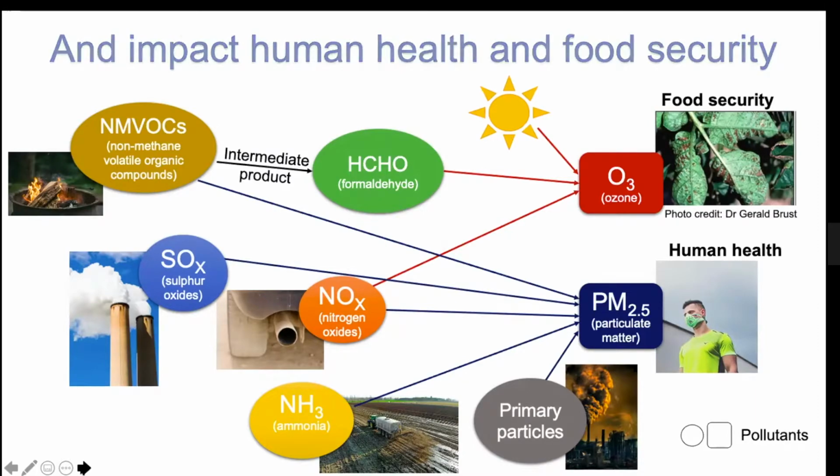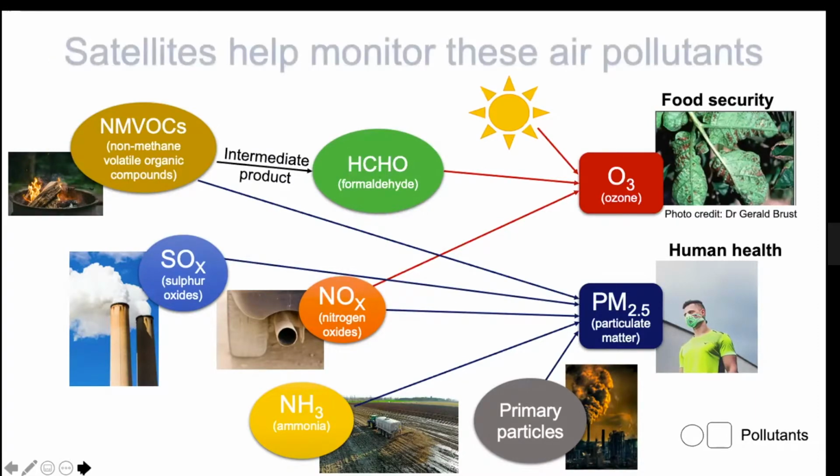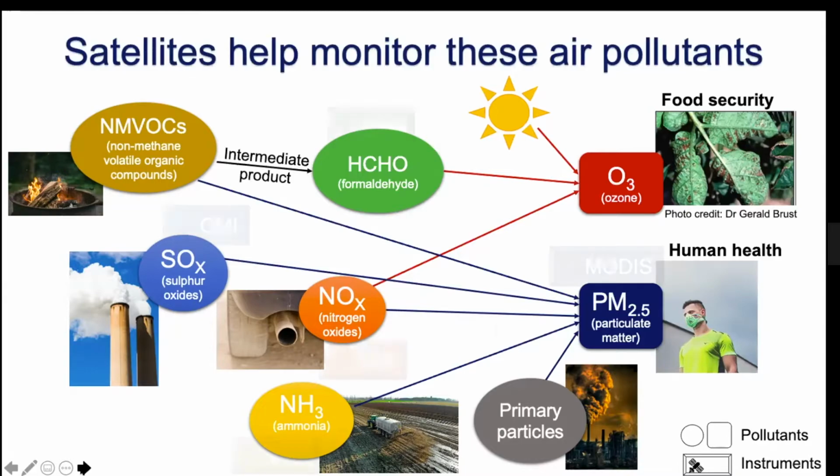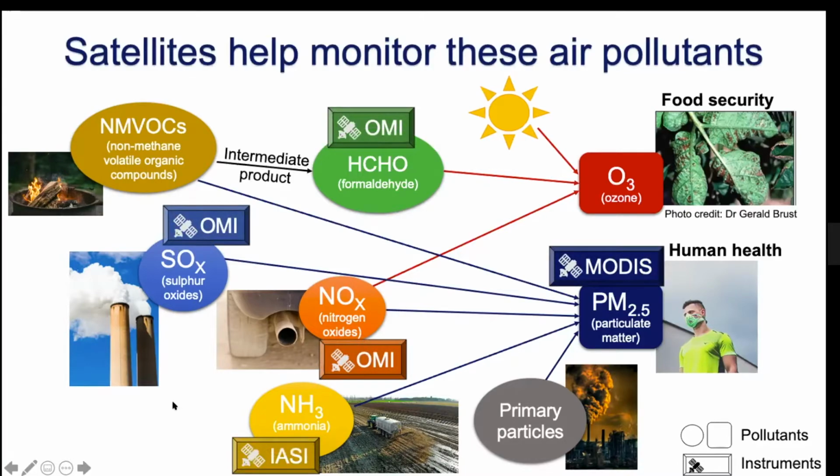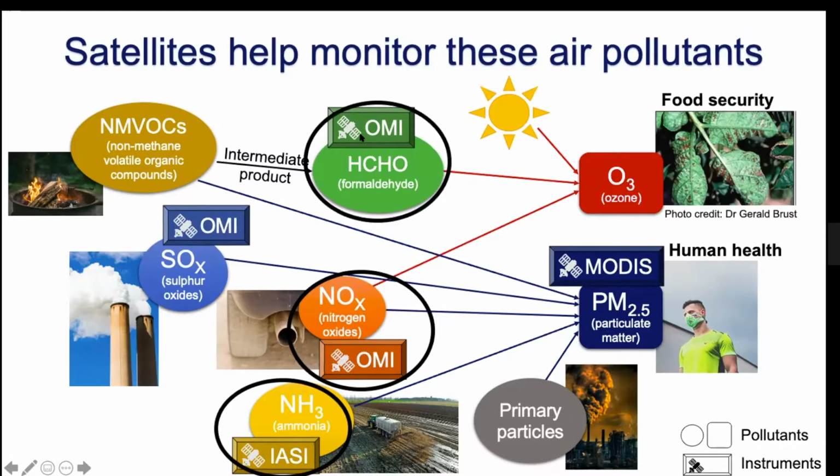Now, satellites are like these eyes in the sky, which are observing this cocktail of pollutants. And so for today's presentation, we are focusing on 3 of the sensors: OMI for nitrogen dioxide and formaldehyde, IASI for ammonia, and MODIS for PM 2.5.